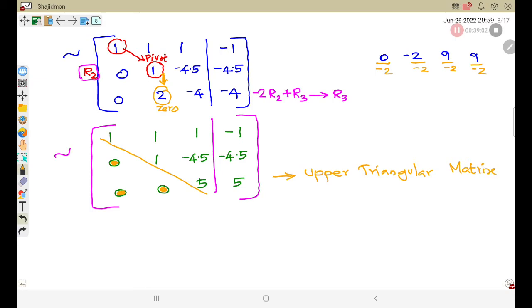Now once we have the upper triangular matrix, we use backward substitution for finding the solution. So this is the third row, this is the second row, this is the first row. So start with the third row, R3 first. I will show this on the next page. First we take R3. What is the third row? It is 0, 0, 5 and 5.